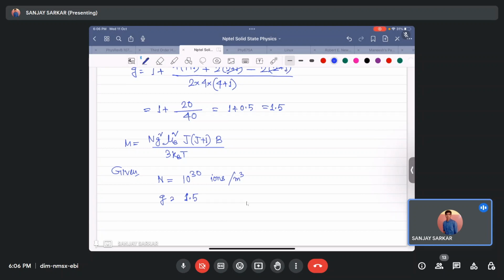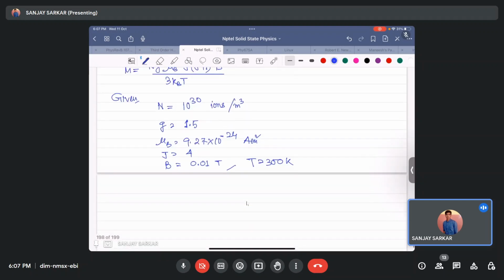We have mu B, which is 9.27 into 10 to the power minus 24 ampere meter square. Then J is 4, we have already calculated J. B is given, B is 0.01 Tesla, and finally temperature T is equal to 300 Kelvin, and kB you already know, it's the Boltzmann constant.